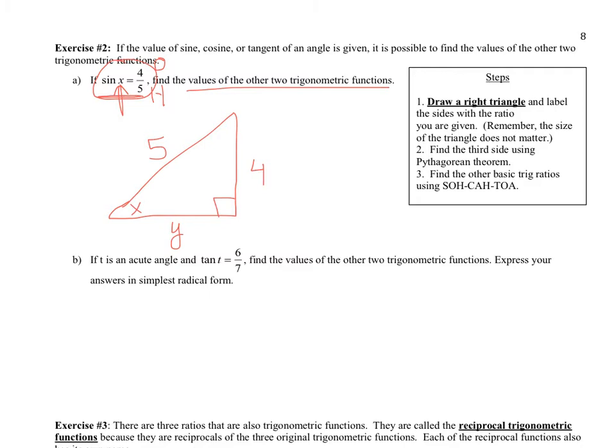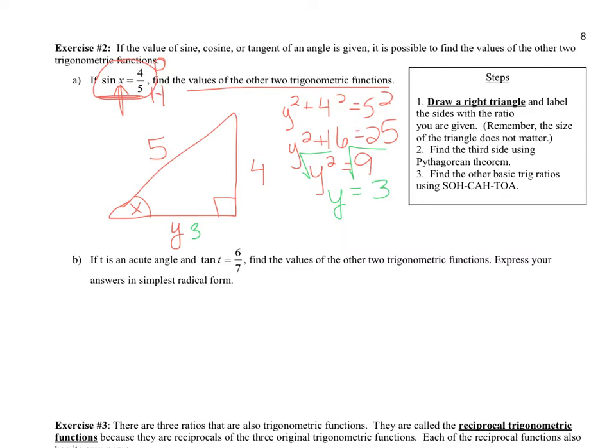I'm going to use y since I already used x for my angle. So y squared plus 4 squared equals 5 squared. So I have y squared plus 16 equals 25. I'm going to subtract my 16, giving me y squared equals 9. And then I'm going to take a square root, and that's going to give me y equals 3. So this side is 3. Now, as I said, if you recognize the 3, 4, 5 triangle, just go with that.